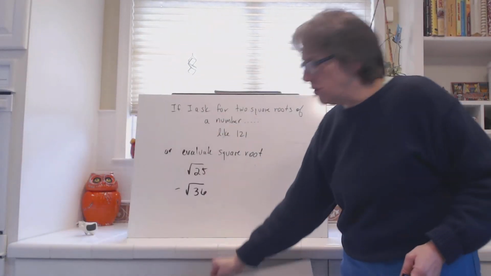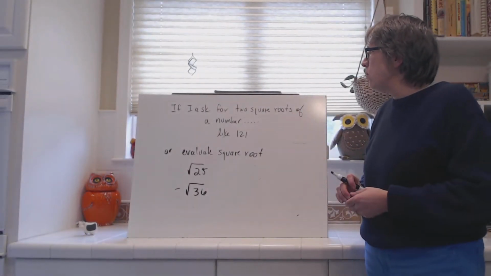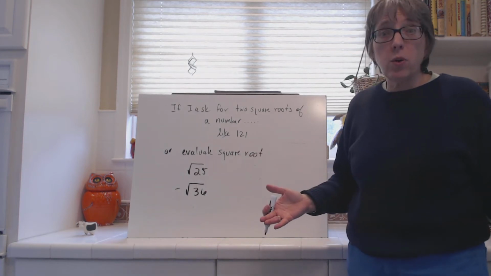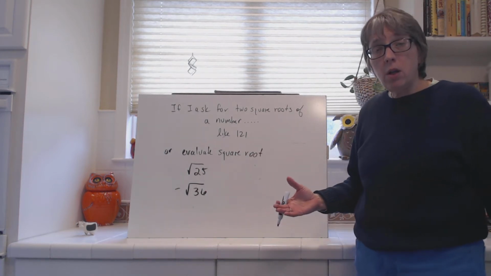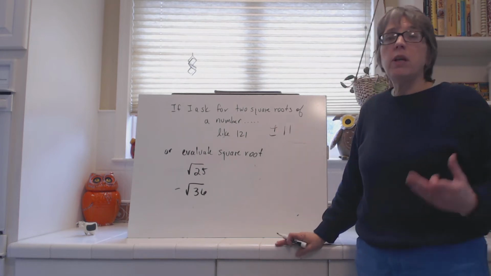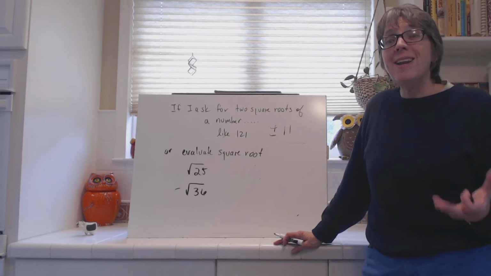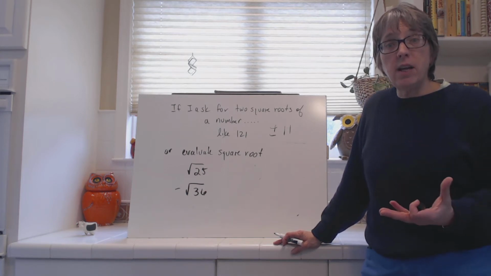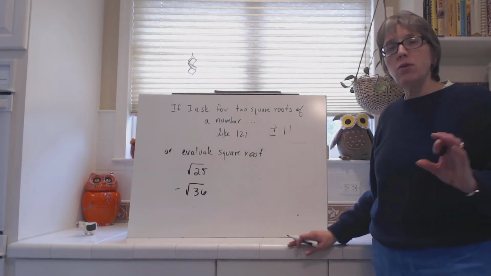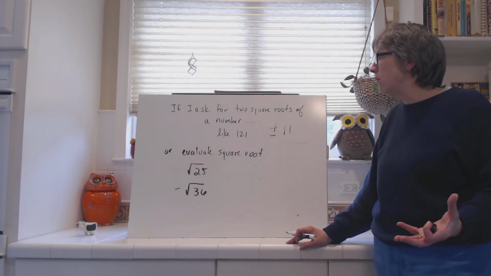I'm kind of rushing through this, so this should be review for you. If I ask for the two square roots of a number, and I just give you a number and say, what are the two square roots of 121? You should know that the answer you can write is plus or minus 11, because if we square 11, 11 times 11 is 121, and if we square negative 11, negative 11 times negative 11 is also positive 121. So if I ask you for the two square roots of a number, you should be able to tell me that it's both positive and negative.